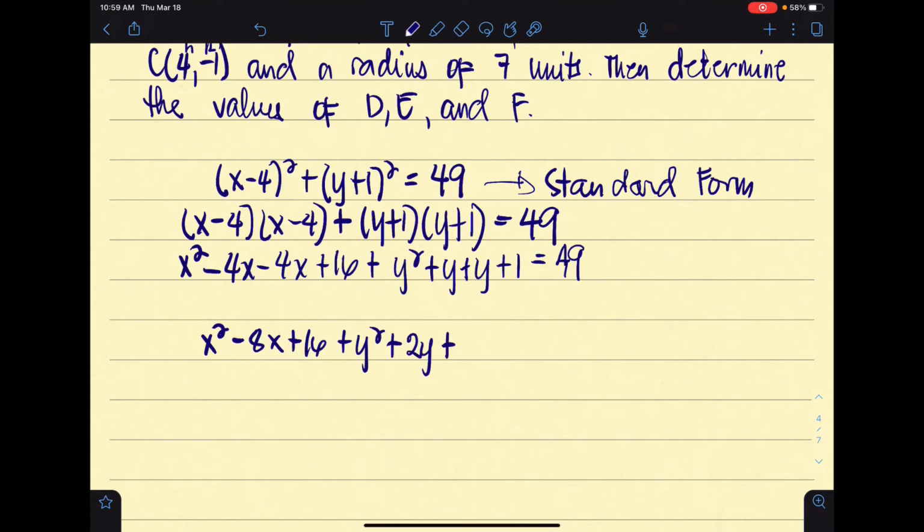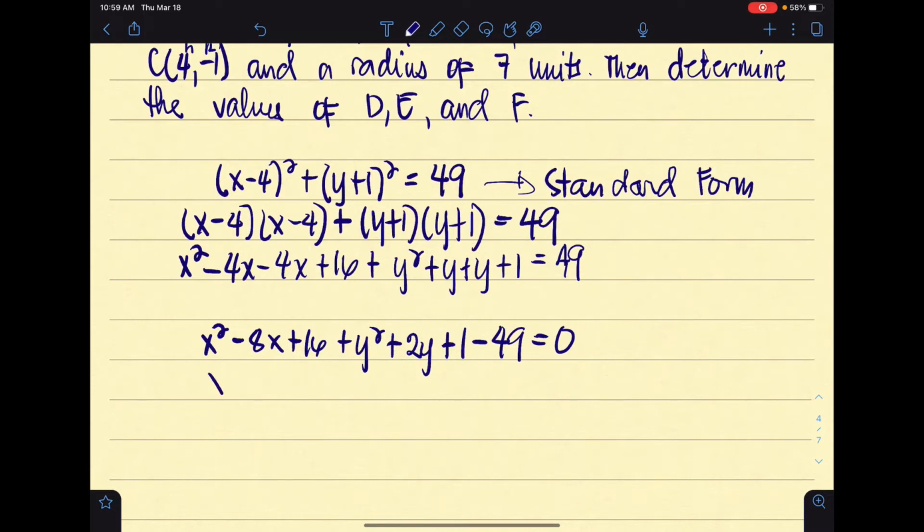And then let us transpose 49 to the left side of the equation so that they are all together on the left side. So we have plus 1 and then minus 49, because you moved it. So 49 will have a different or opposite sign. And then combine similar terms, then arrange them.